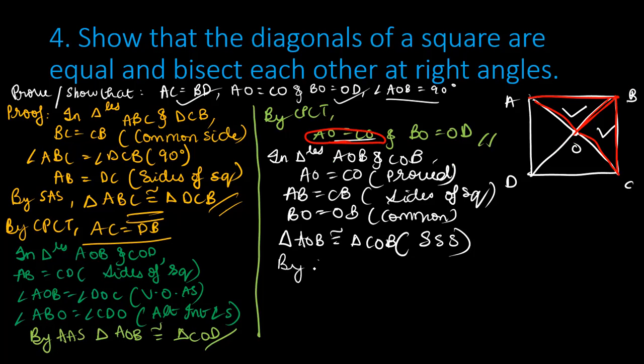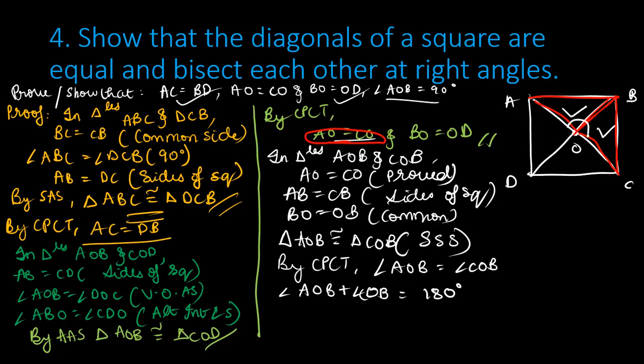By CPCT, I can say angle AOB is equal to angle COB, isn't it? And I can also say that angle AOB plus angle COB is equal to what? If I add these two, what will I get? I'll get exactly 180 degrees, because why? These two are linear pair.